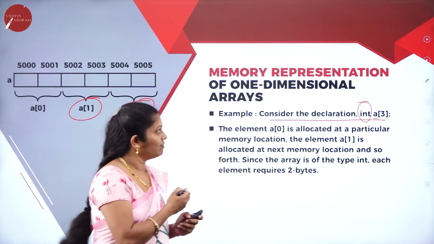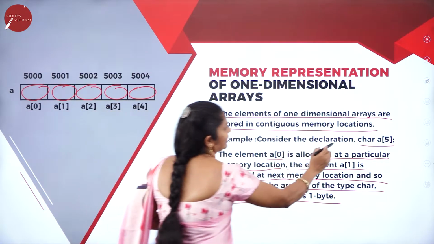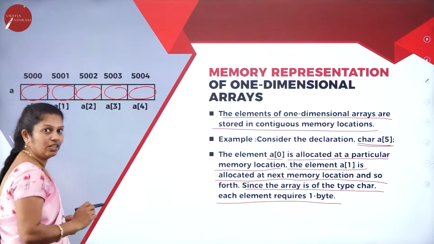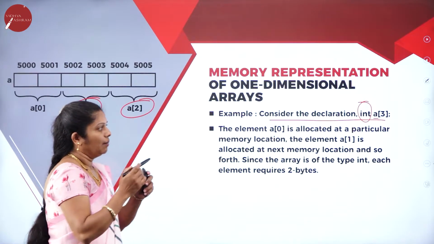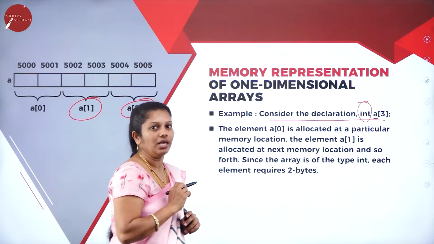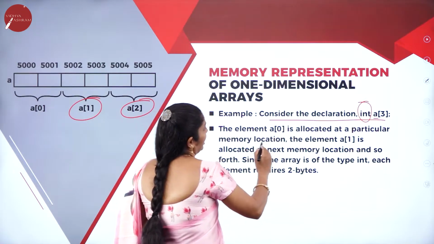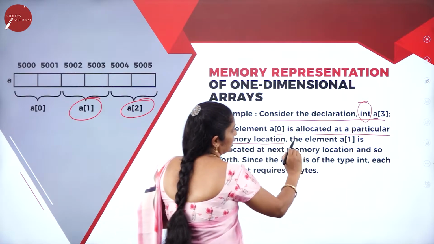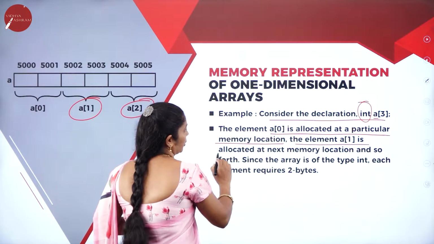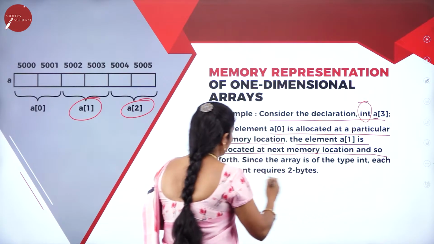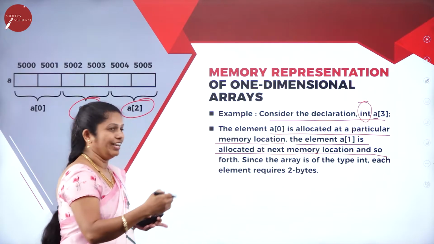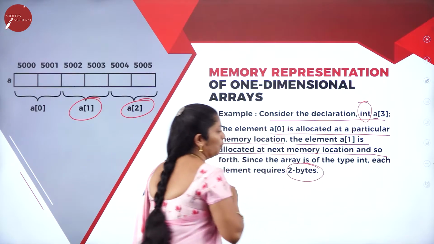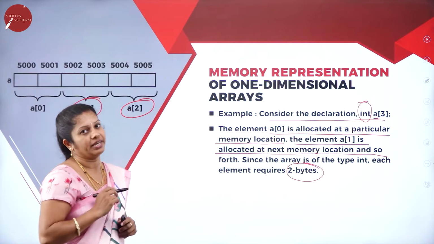Whereas if you observe the previous slide, there we declared a character data type, and for character it occupies only 1 byte of space. But if it is integer, then it will occupy 2 bytes of memory space. The element a of 0 is allocated at a particular memory location. The element a of 1 is allocated at the next memory location and so on. Like this, all the elements will be stored. But this array type occupies 2 bytes of memory space for each element.